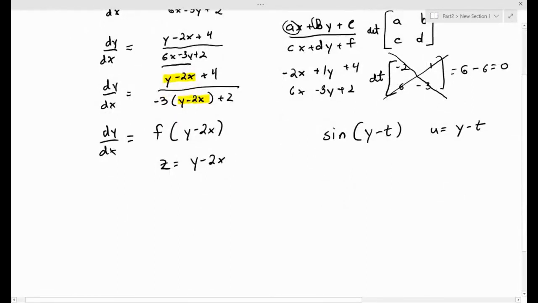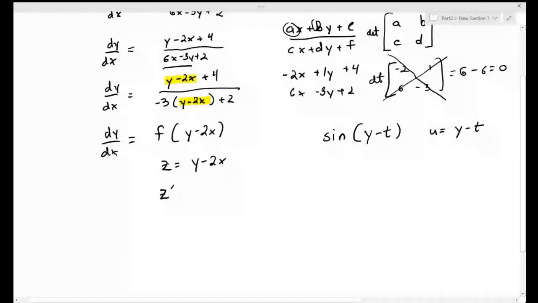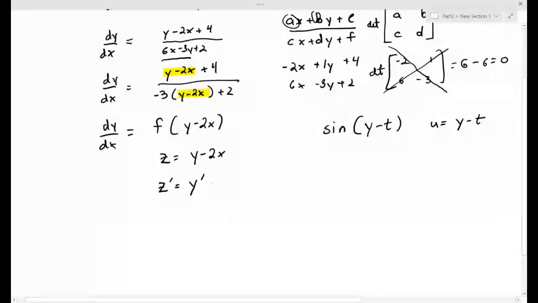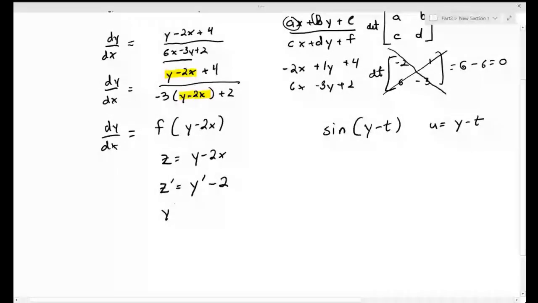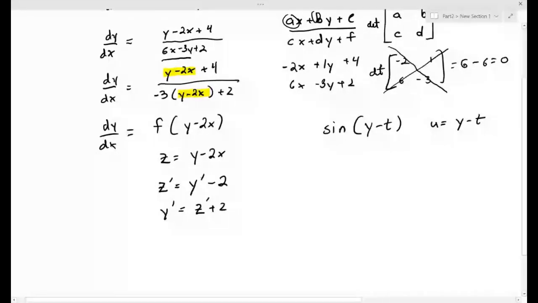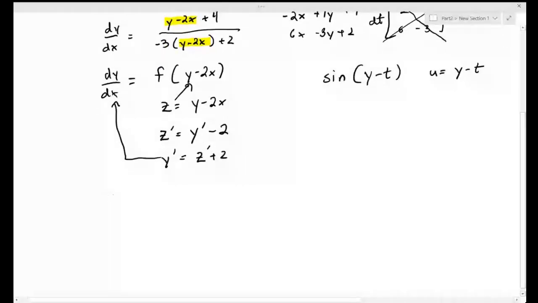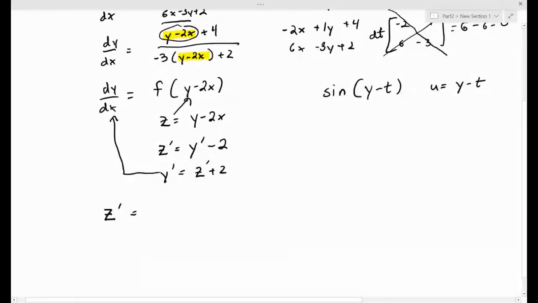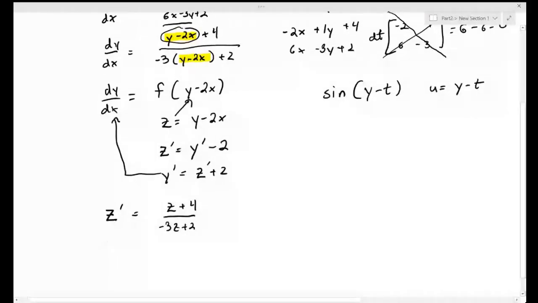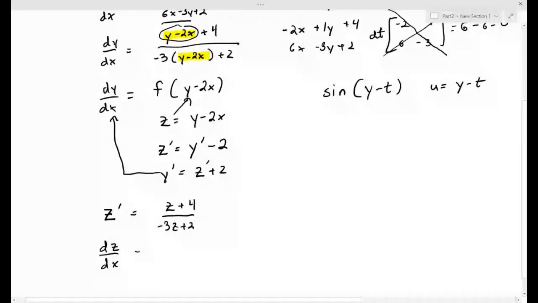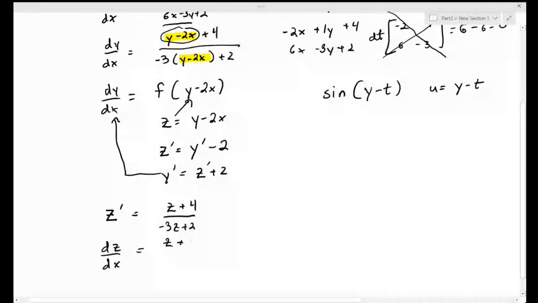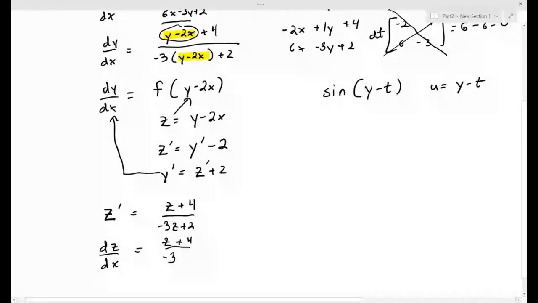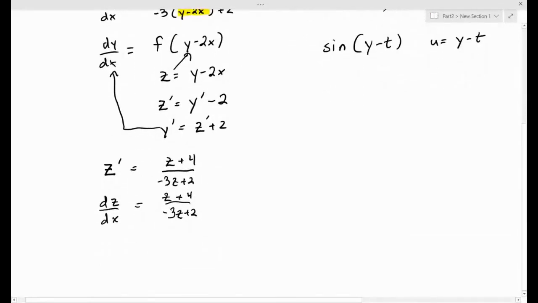Okay, and then of course we want to complete the change of variable, so we have to differentiate, and we're differentiating with respect to the independent variable x. So we see that y prime is equivalent to z prime plus 2, so we just do a direct substitution. Okay, so we get z prime is, okay, z plus 4 divided by negative 3z plus 2. And we all recognize that this is indeed a separable differential equation. We can bring all the z business to the left, and all the x business to the right.